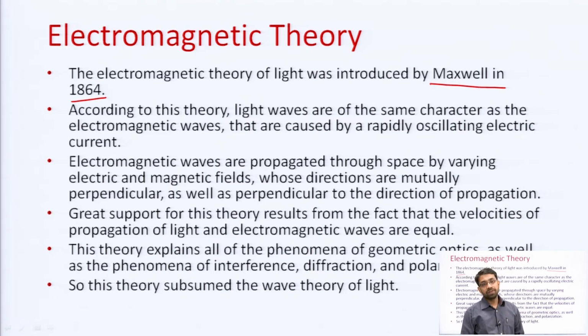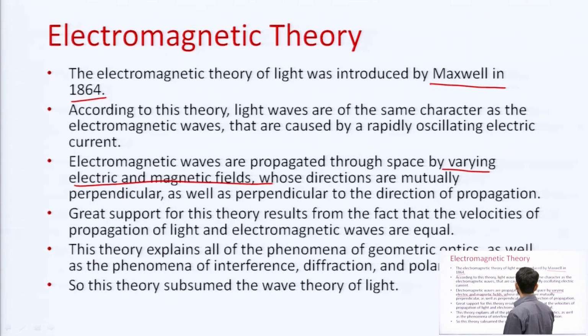What are electromagnetic waves? Electromagnetic waves are created by vibrating electric and magnetic fields in any space. How do they propagate through space? Through varying electric and magnetic fields. Waves are propagated through space by varying electric and magnetic fields whose directions are mutually perpendicular to each other. So, if the vibration of the electric field vector is like this, then the magnetic field vector will vibrate like this.